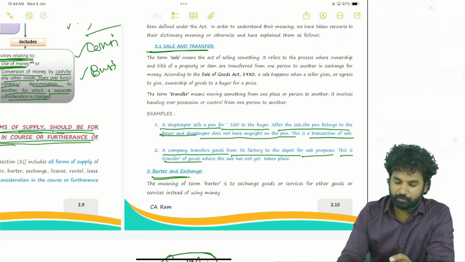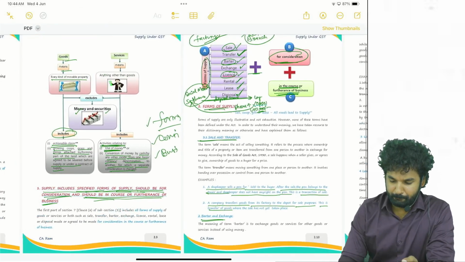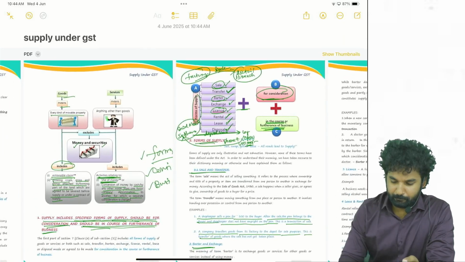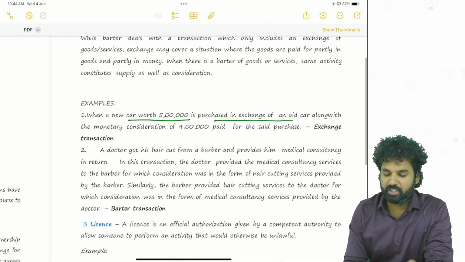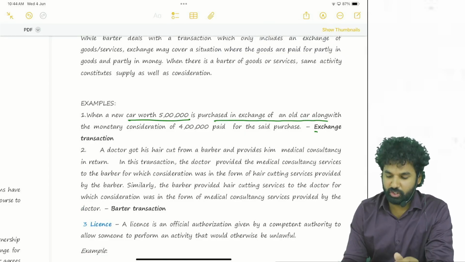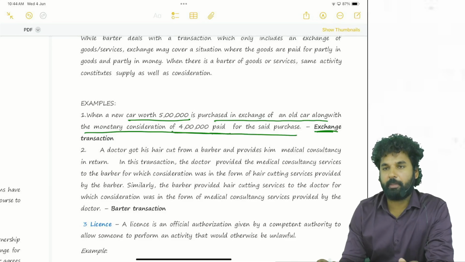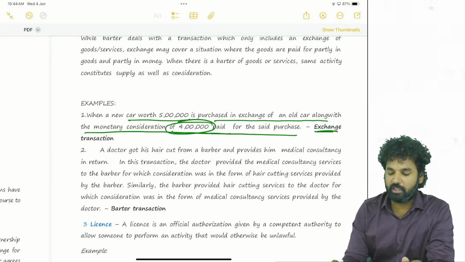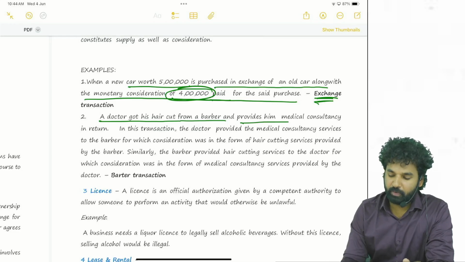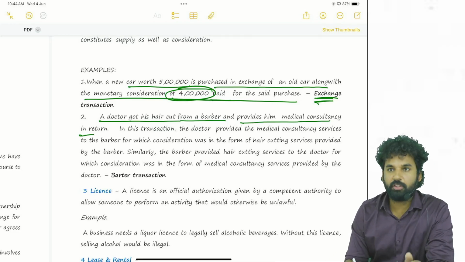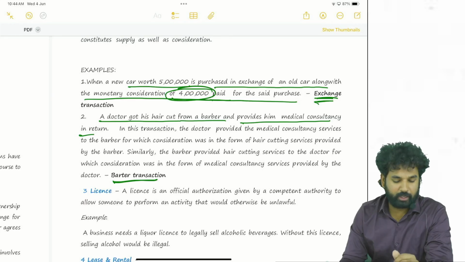Barter and exchange. We have an example for this also. When a new car worth 5 lakhs is purchased in exchange of an old car, and a monetary consideration of 4 lakhs is paid for the said purchase, monetary consideration is there, no? That's why it is an exchange. Whenever a doctor gets a haircut from a barber and provides him medical consultancy in return, this is an exchange. There is no additional or monetary consideration involved.